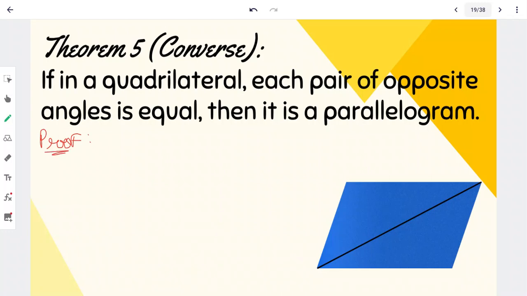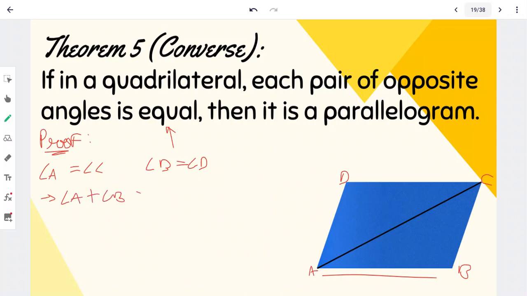Now, let's say this is my quadrilateral ABCD. Now, it is given that angle A is equal to angle C, angle B is equal to angle D. It's already given in the question because they're saying opposite angles are equal. Already given. Okay, so now if I do A plus B, it will be equal to C plus D. Correct? Because if I add both of them, what will I get? Angle A plus angle B is equal to angle C plus angle D.